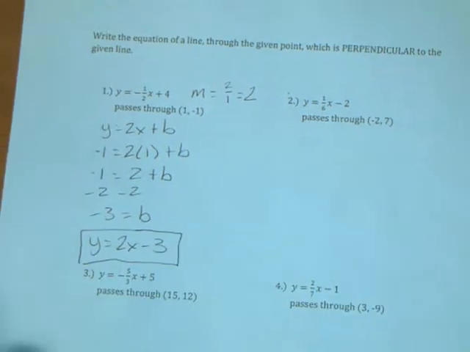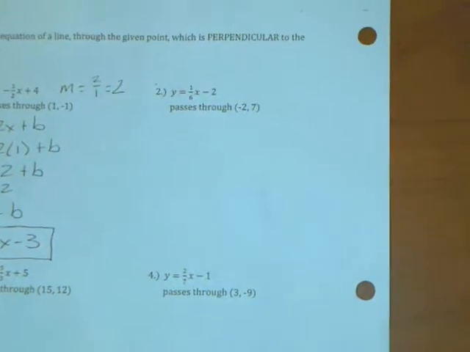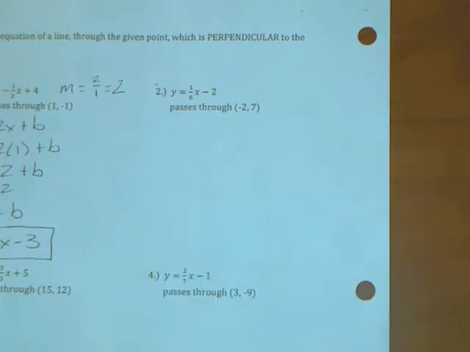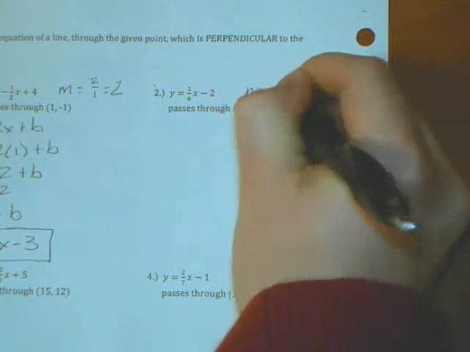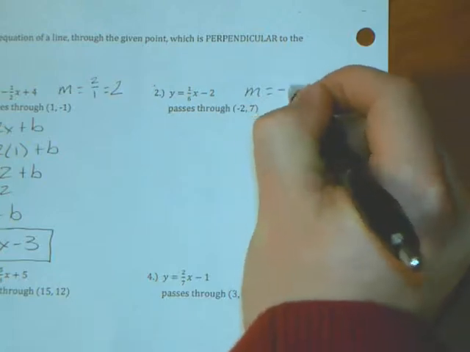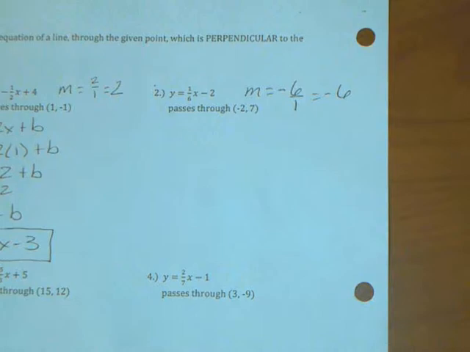Alright, let's resort to the shaker, and you guys walk me through how to do number 2. Zach wanted to be called on, and he will be called on. What's my first step? Yeah, I'm going to identify my slope, flip it and throw a negative sign in there. So my slope is negative 6 over 1, or just negative 6.